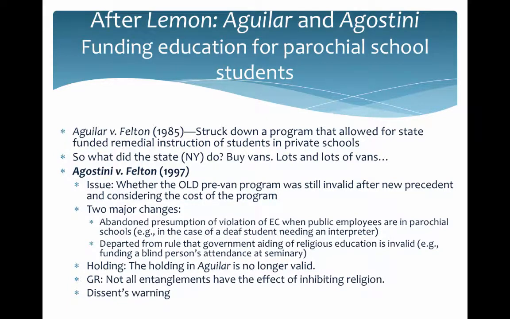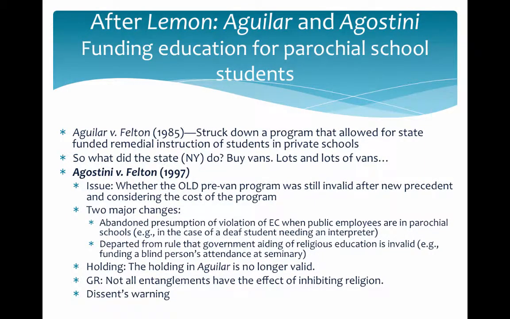So that brings us to our cases that come after Lemon, like Aguilar and Agostini. So we're going to see a lot of school cases today, and the Aguilar and Agostini cases are school cases, and they're related cases. So this has to do with Title I funding again in New York schools. And in 1985, we have the Aguilar v. Felton case, and this struck down a program that allowed state-funded remedial instruction of students in private schools.